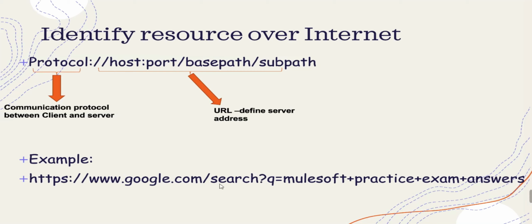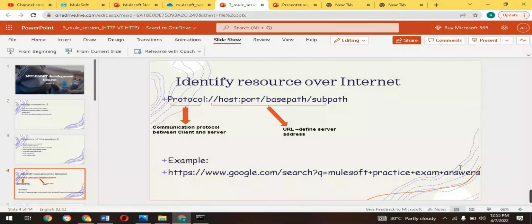For example, see here, this is a search, and then after that there will be a query. This is a search, this is a query we are checking. Now, this will be a resource path. Combine this base path and sub path and we can say it is a resource path. For example, I have pasted this thing, right?